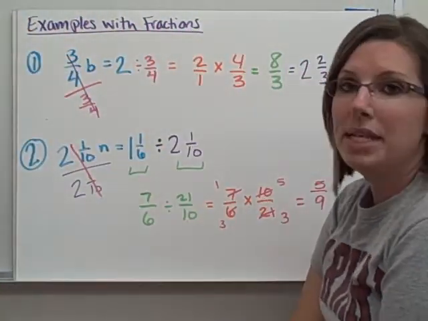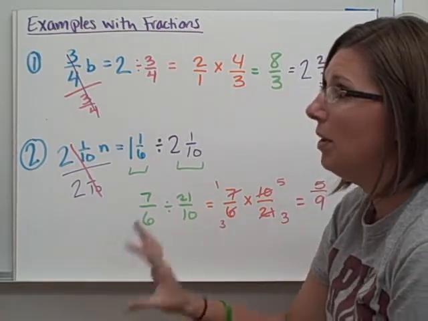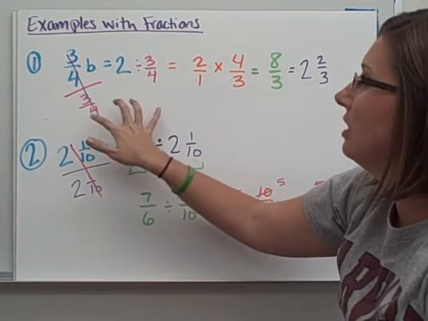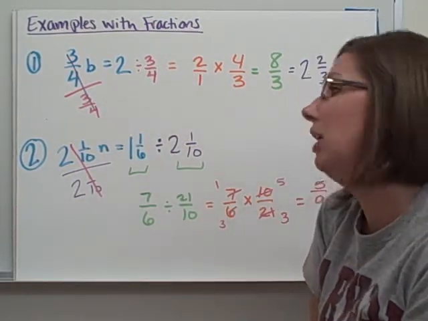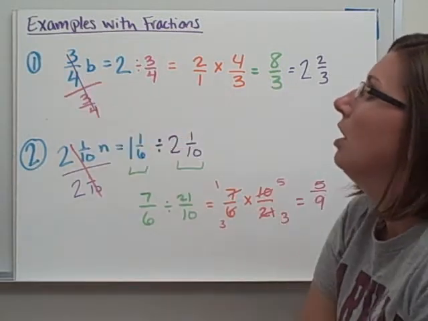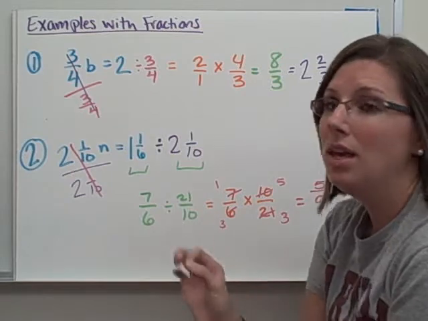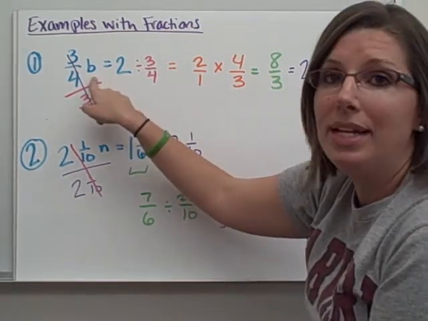So we've got some examples with fractions, one-step equations with fractions, and I've done the work for you, but I'm going to walk you through it because it's very complicated. So if you'll notice, the original problem is in blue. 3/4 b equals 2.